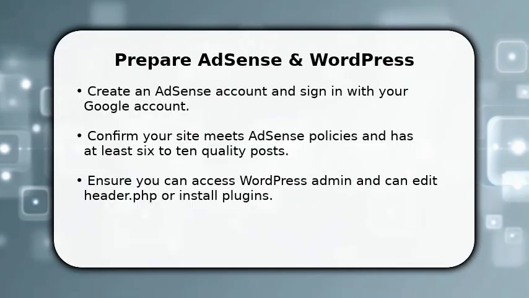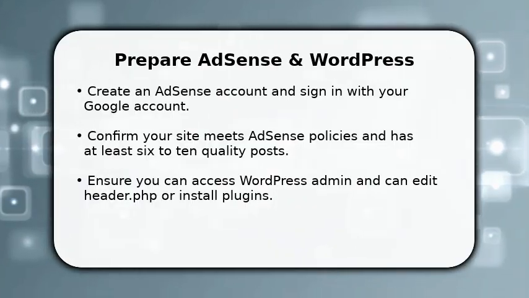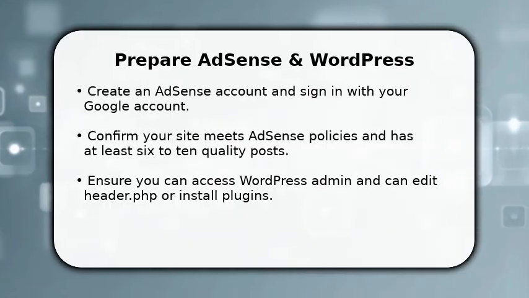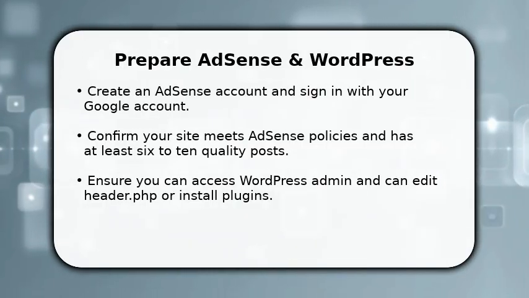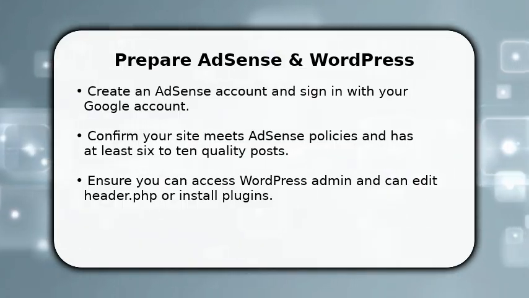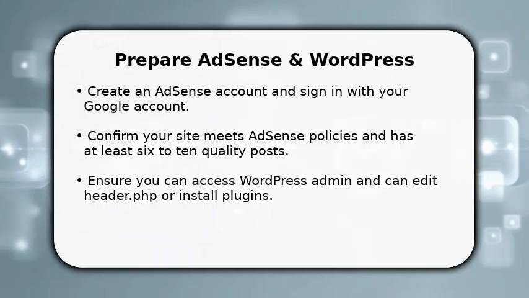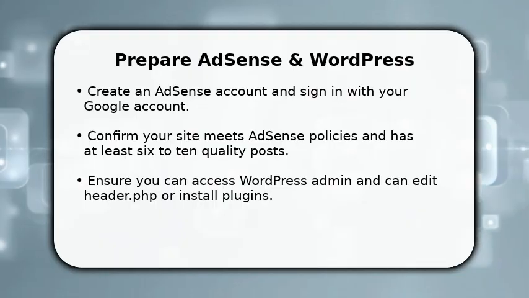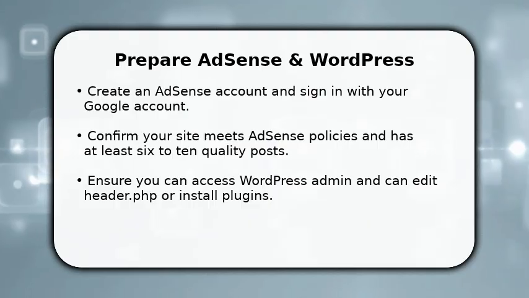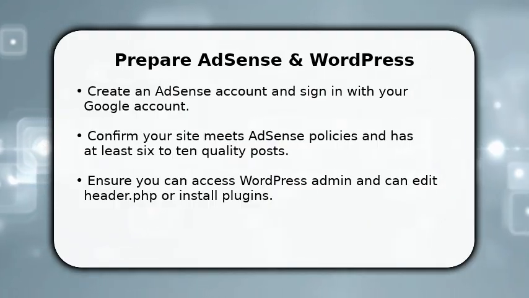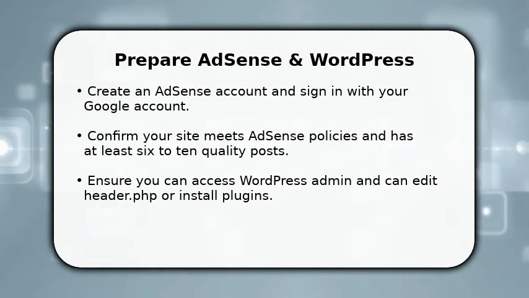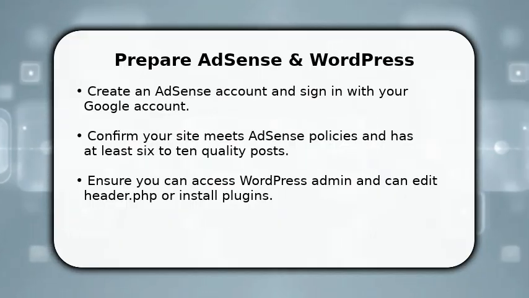Create an Adsense account and sign in with your Google account, then choose your primary site in account settings. Confirm your WordPress site follows Adsense program policies, has at least 6 to 10 quality posts, clear navigation, and original content. Ensure you have WordPress admin access and the ability to edit header, PHP functions, PHP or install plugins like SiteKit. Prepare a clear privacy policy and contact page, and use a clean theme for responsive layout, so ads display correctly on mobile and desktop.